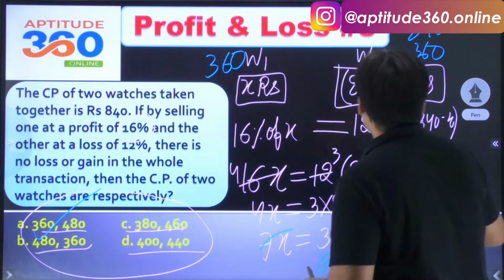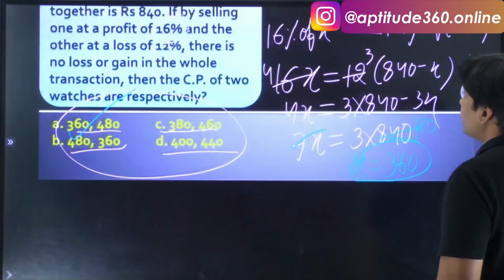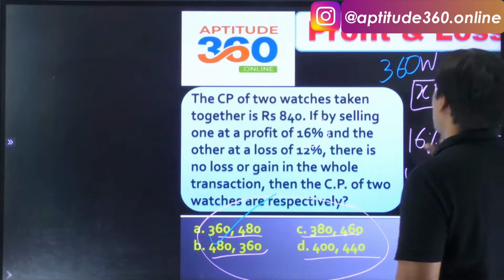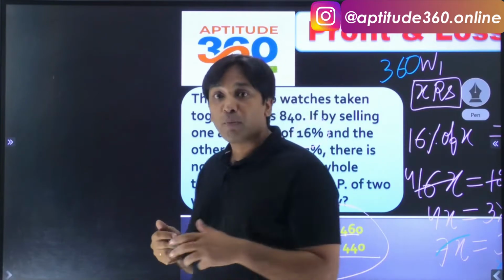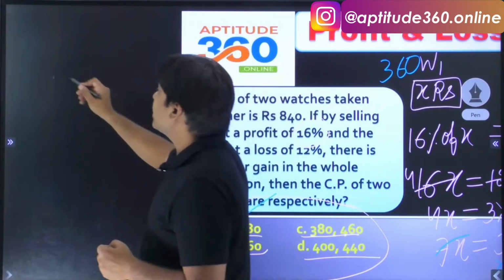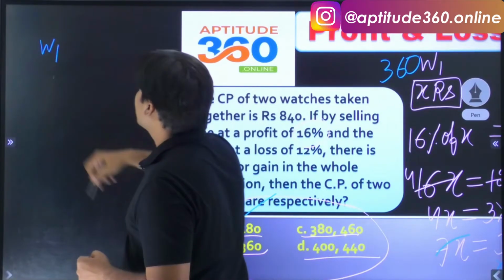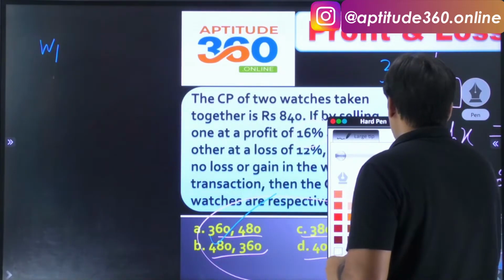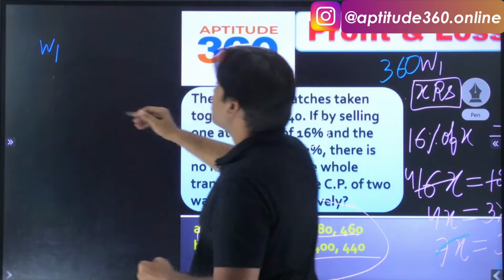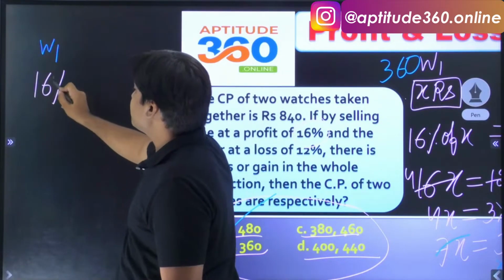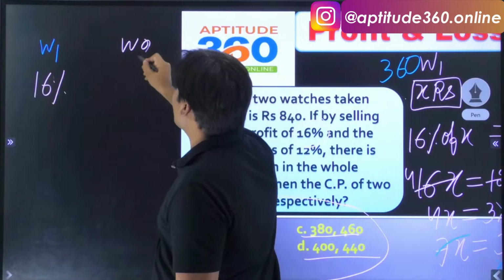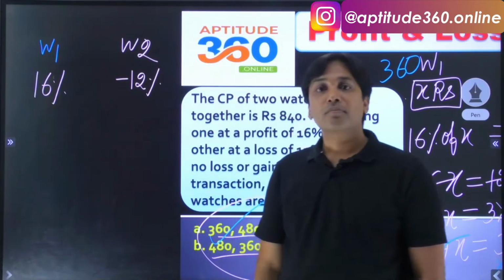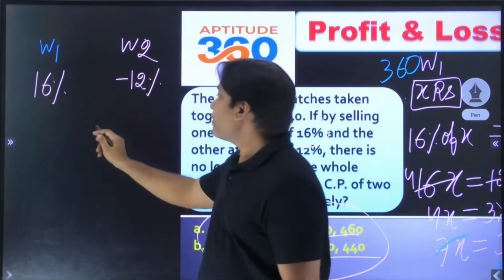So I'm going to solve this problem using that method, assuming that you know how to simplify problems using the mixture method. Now the first watch is being sold at 16% profit, okay? And the second watch is being sold at 12% loss, and collectively there is no profit and no loss percent.